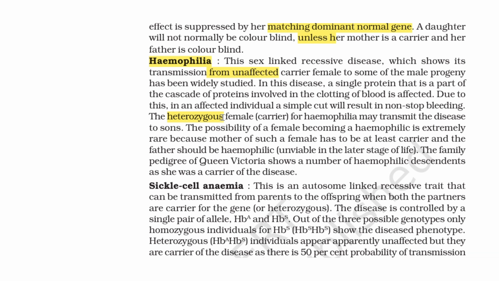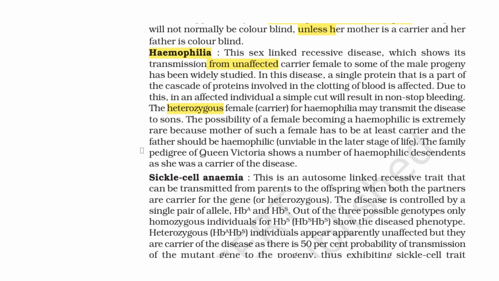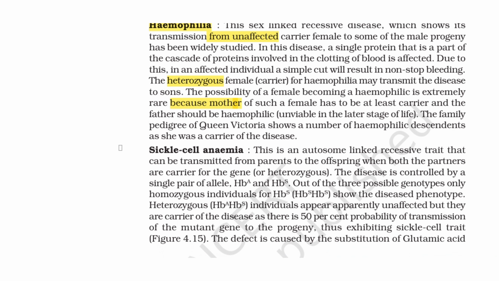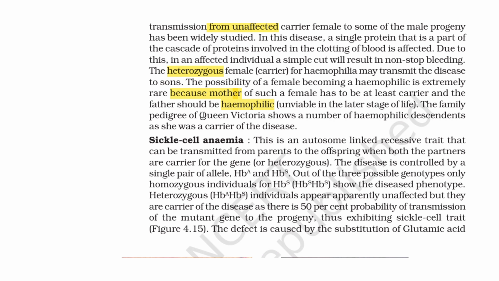The heterozygous female, carrier, for hemophilia may transmit the disease to sons. The possibility of a female becoming hemophilic is extremely rare because the mother of such a female has to be at least a carrier and the father should be hemophilic, which is unviable in the later stage of life. The family pedigree of Queen Victoria shows a number of hemophilic descendants as she was a carrier of the disease.